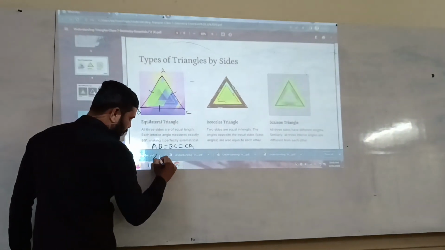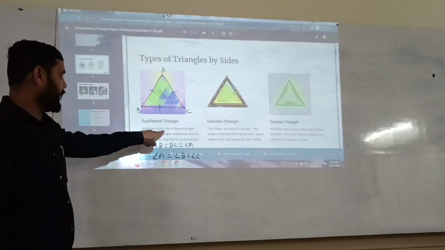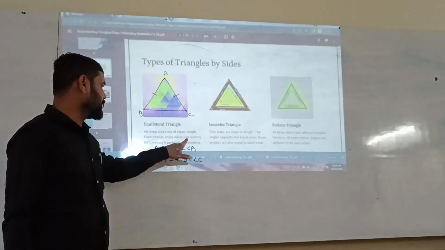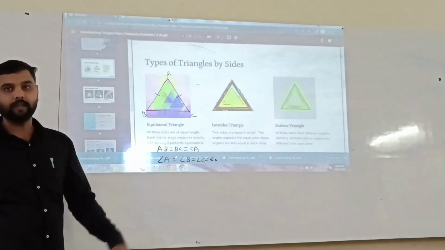Also, their interior angles: angle A is equal to angle B equals angle C. That means all three sides are of equal length. Each interior angle measures 60 degrees, and this triangle is called an equilateral triangle.